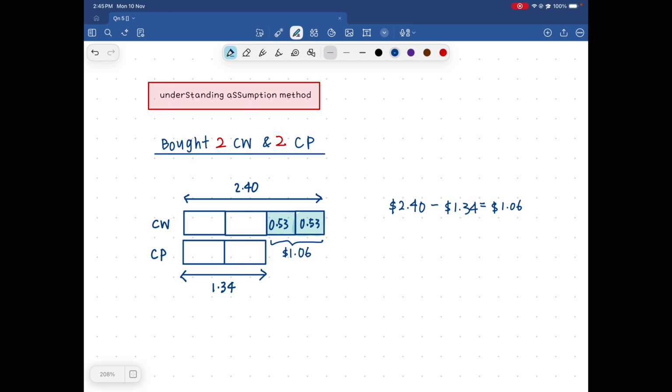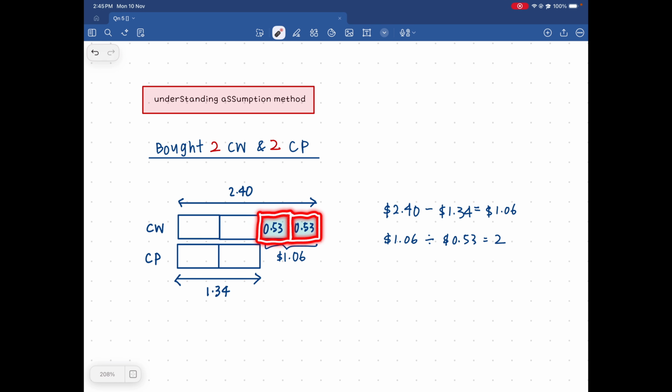And since I know that the difference between the cost of 1 chicken wing and 1 curry puff is 53 cents, I will take $1.06 divided by 53 cents. This will give me 2, which is also shown and reflected by the 2 boxes. So this 2 that you get refers to the number of blue boxes that makes up the difference in the cost of the chicken wings and curry puff.